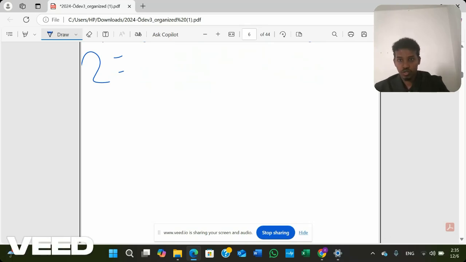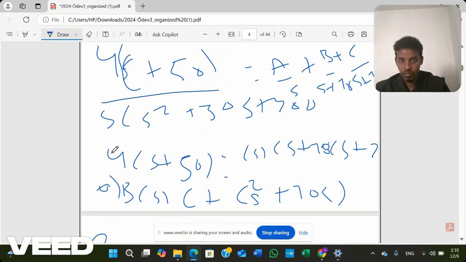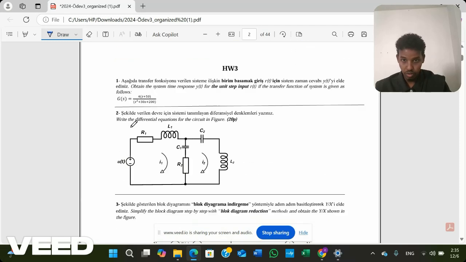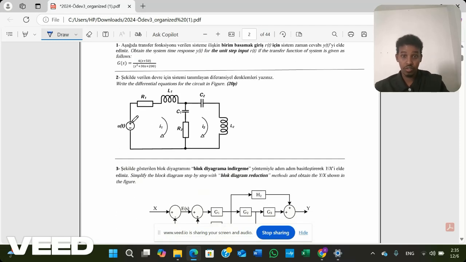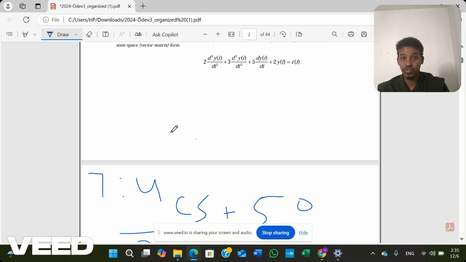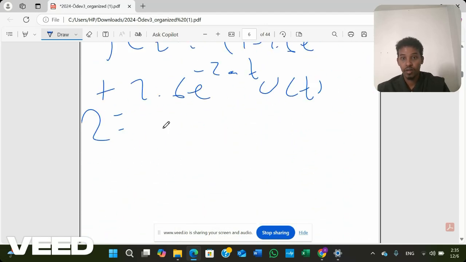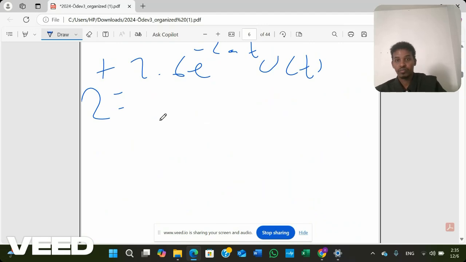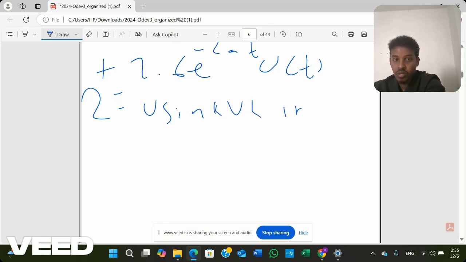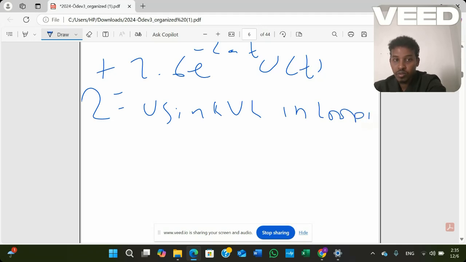Question 2 will be this differential equation. I will get i1 and i2 for the differential equation of this circuit figure. Okay, I try my best here. Using KVL in loop 1.